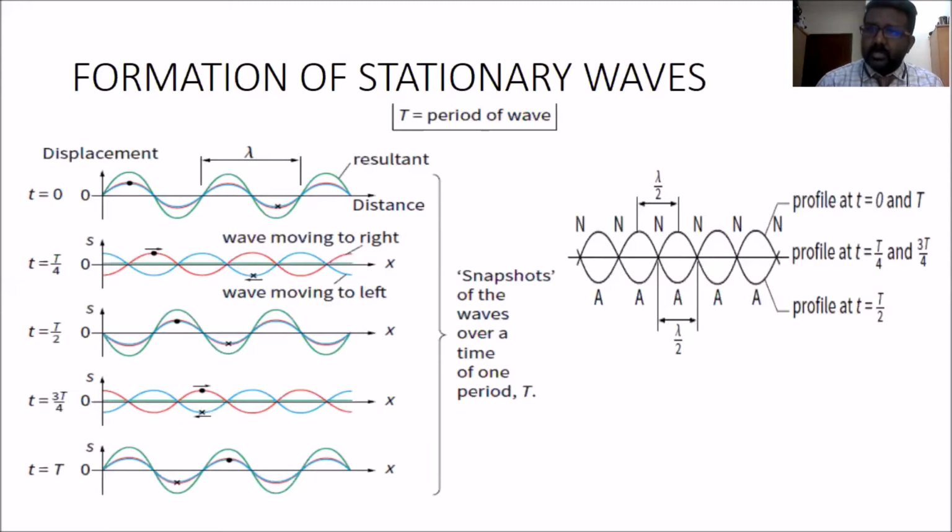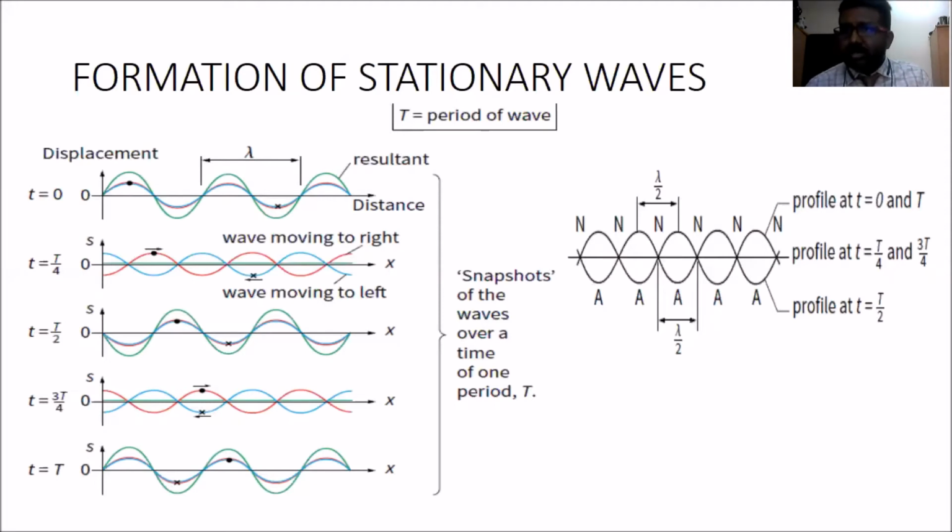After a time equal to 1/2 of a period, that is t equal to T/2, the two waves are back in phase again. They once again combine constructively, giving a maximum amplitude. After a time equal to 3/4 of a period, that is t equal to 3T/4, where capital T is the time period, the waves are again in antiphase. They combine destructively with the resultant wave showing zero displacement.